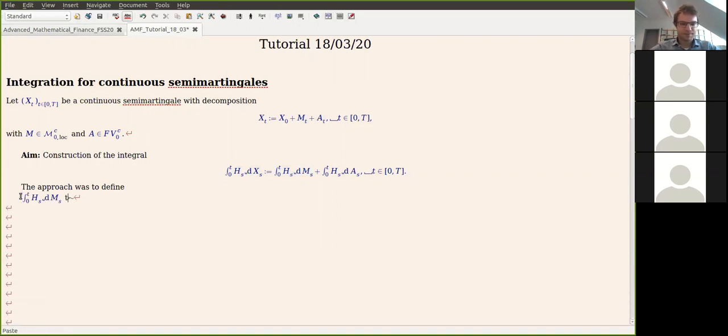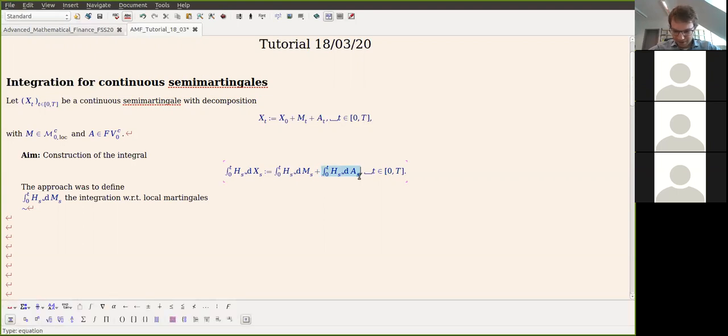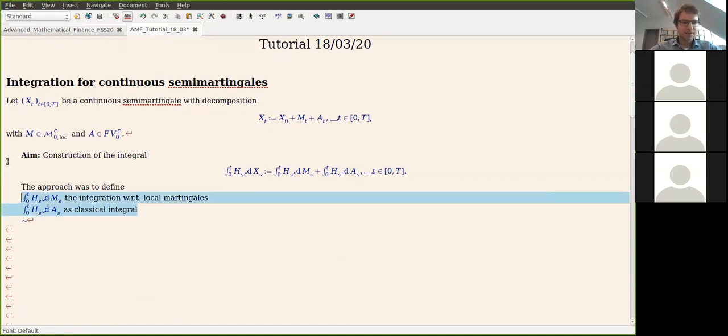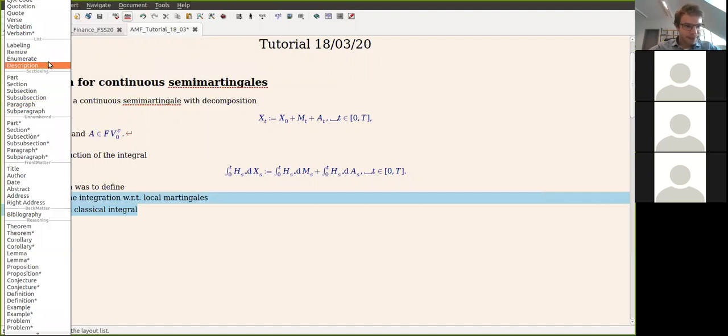So we have this term here, which is the integration with respect to local martingales, and the second term, which is the classical integral. So those are the 2 things we wanted to do.